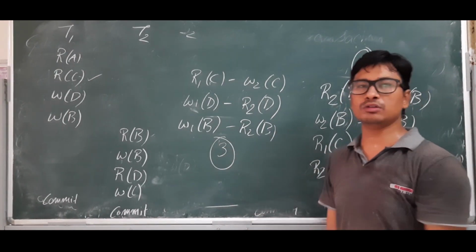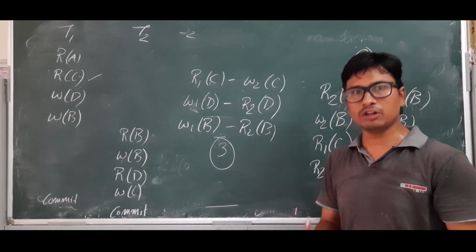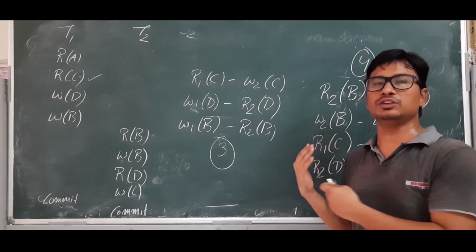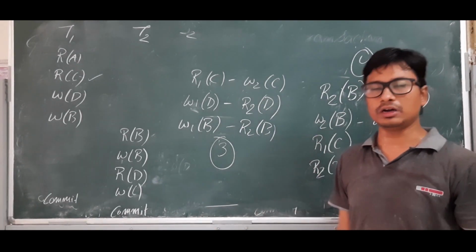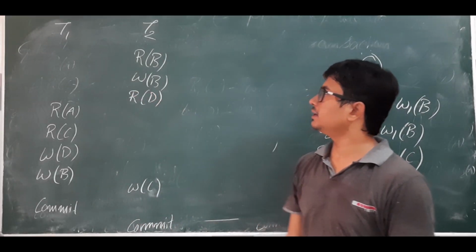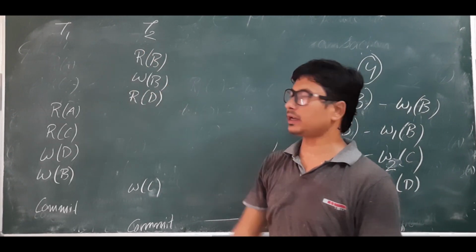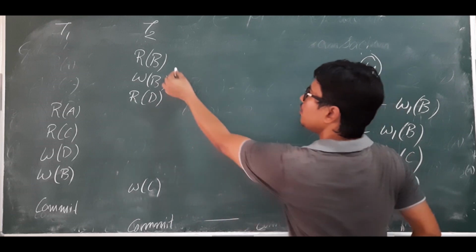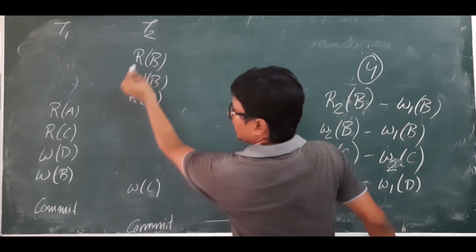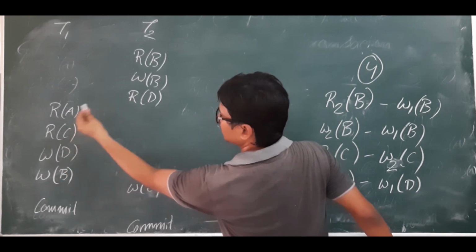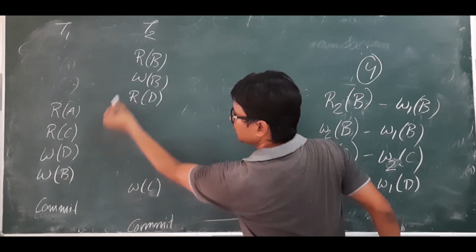So now we will solve option B, and then option C, and we will see which option D is equivalent to the given schedule, then we will go for that answer. Now we will solve option B. Even here they have given 2 transactions in the schedule, so we will solve this one. We have a read B, and in transaction 1 we have to find where the write B is.